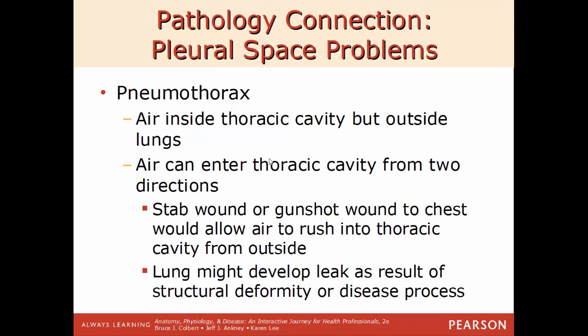The first one, pneumothorax. This is the air inside the thoracic cavity, but outside of the lungs. Now, air can enter the thoracic cavity from two directions. The first is a stab wound or gunshot wound to the chest that allows air to rush into the thoracic cavity from the outside. Another way you can get air inside the thoracic cavity, but outside the lungs, is if the lung may develop a leak due to some deformity in its structure or through a disease process.